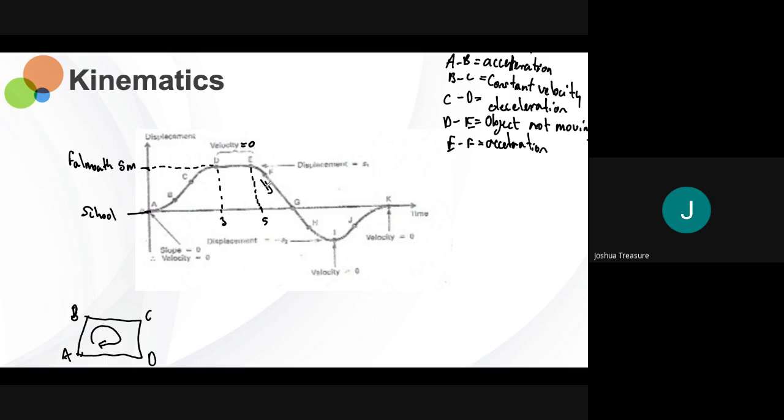So essentially, you're going from school to Falmouth. In this section here, you would be going from Falmouth to school. The reason why it looks like this curve here is because it's accelerating, but it's only doing it in the opposite direction. All right. So what is happening from F to G? What is the velocity? Constant. All right, so constant velocity again.